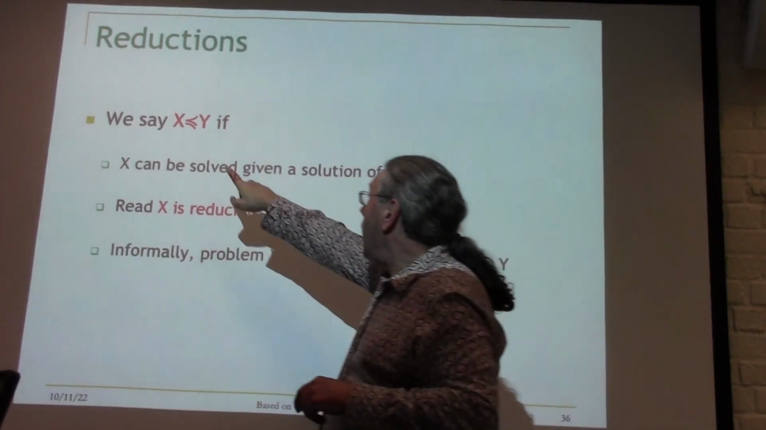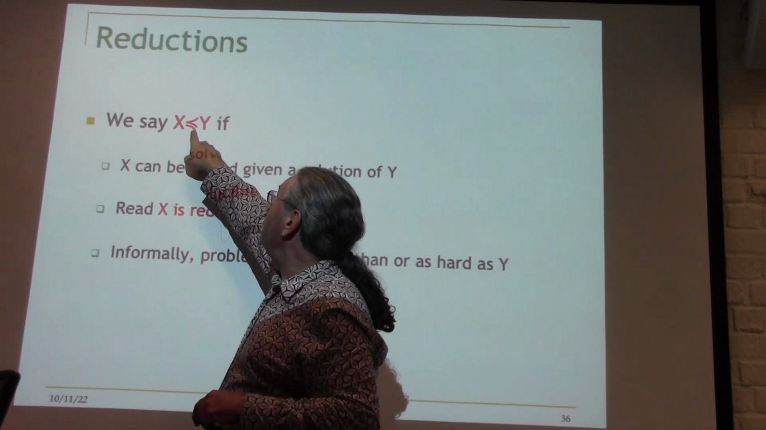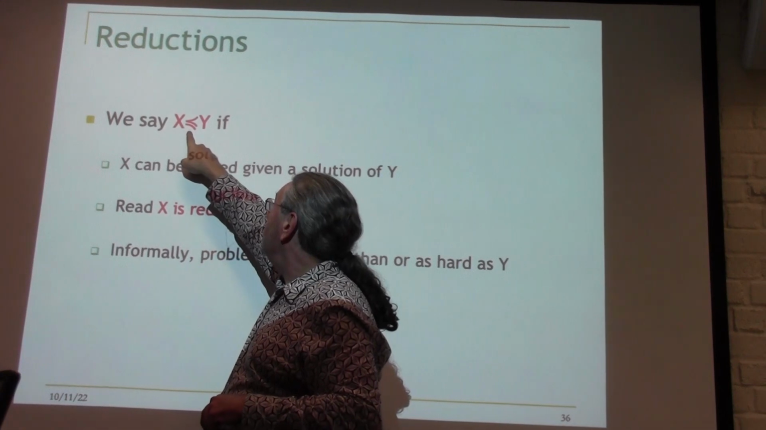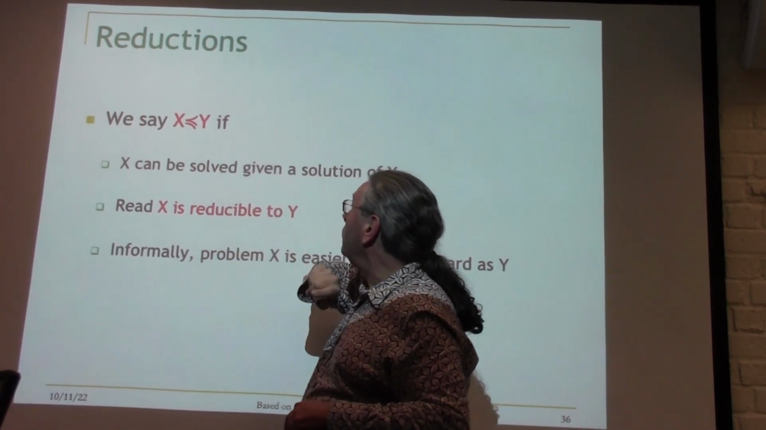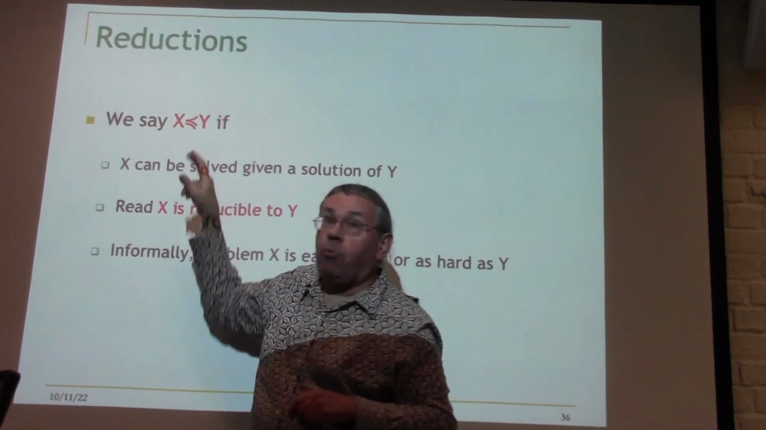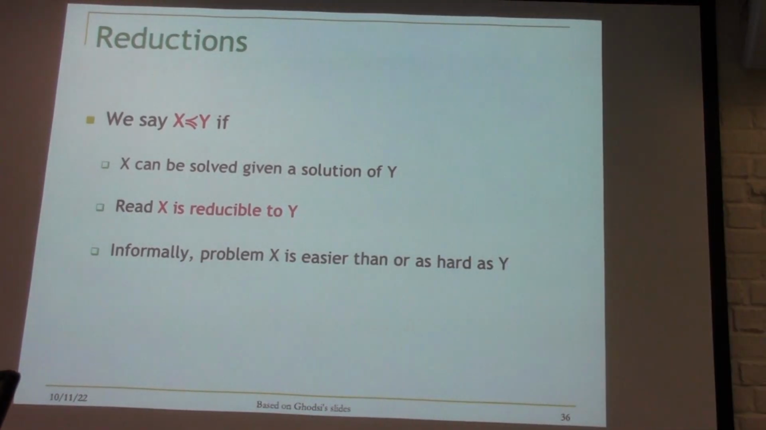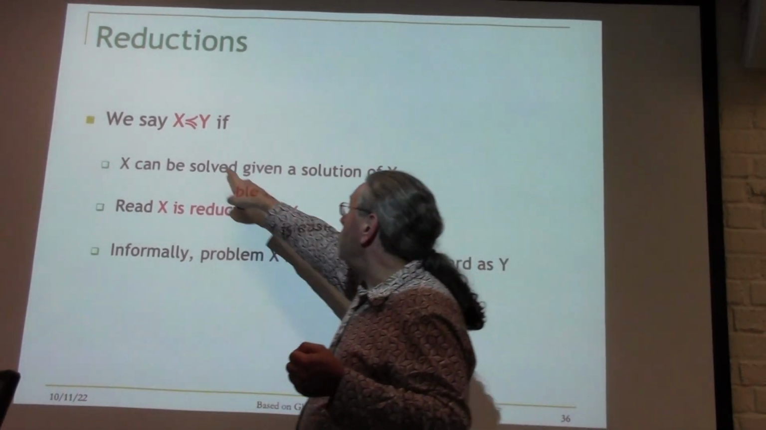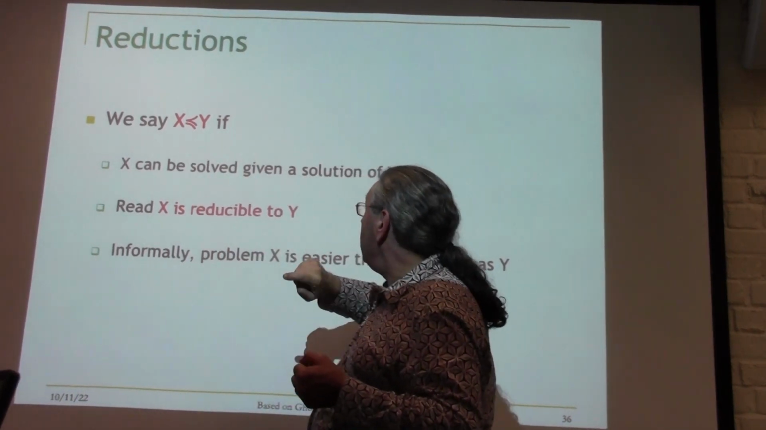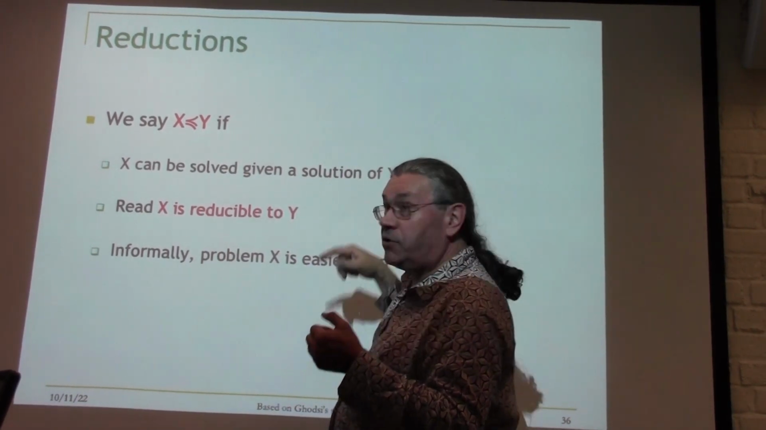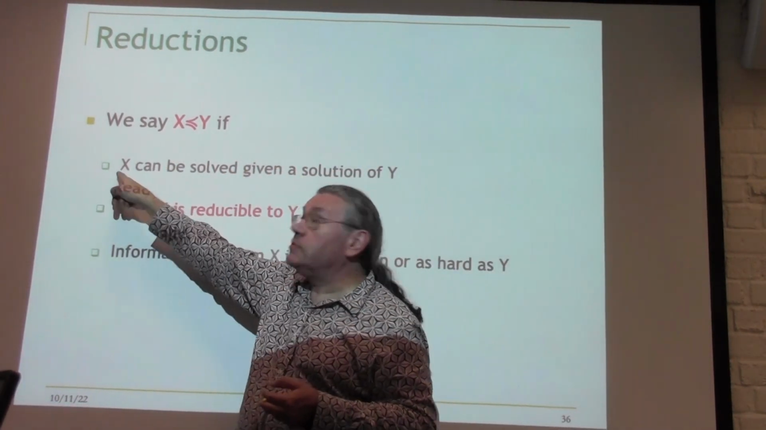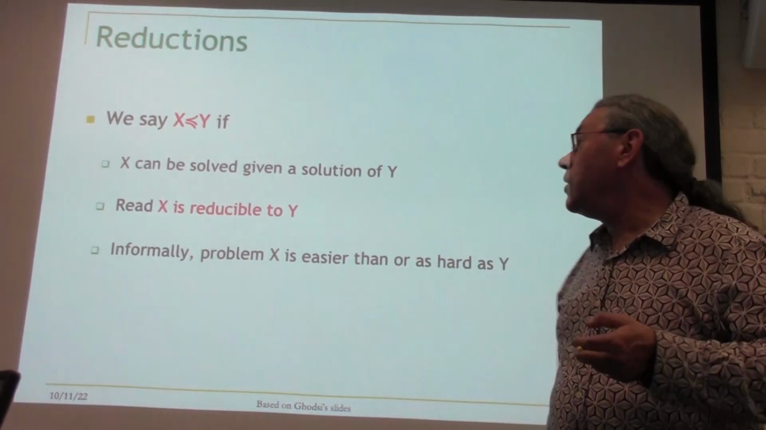We say x, and there's a funny less than or equal symbol here with a curve: x is reducible to y. That means x and y are problems that we want to solve, like leader election or consensus or broadcast. And x is reducible to y means that if you have a solution for y, if I have an algorithm that implements y, then I can use it to solve x.